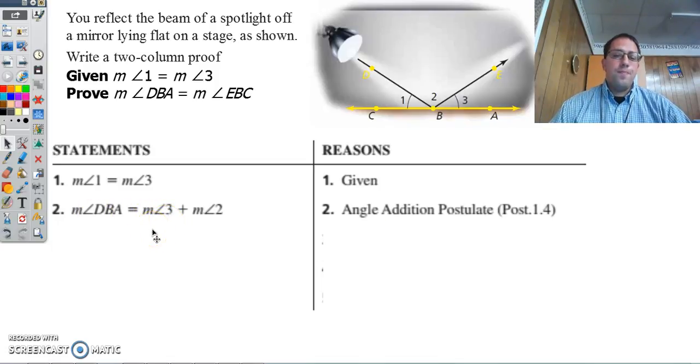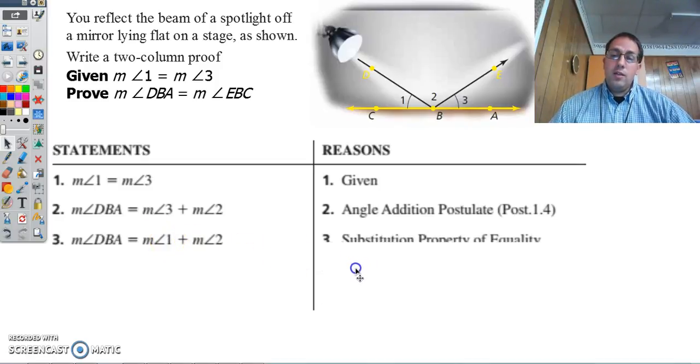So I'm good. Okay, what can I do with that? Well, let's see. I've got measure of angle 3 here. I've got measure of angle 1. Hey, measure of angle 1 equals the measure of angle 3, so I could swap those out. Since the measure of angle DBA equals the measure of angle 3 plus the measure of angle 2, I can say that the measure of angle DBA equals the measure of angle 1 plus the measure of angle 2. What makes you think you can take angle 3 and just swap it out with angle 1? How can you do that? Well, if you recall, the substitution property of equality says I can do that. If two things equal each other, then I can use them interchangeably, and it doesn't matter. If x equals 5, then anywhere I have an x, I can put a 5 in it. We've been doing that in algebra for a good long time.